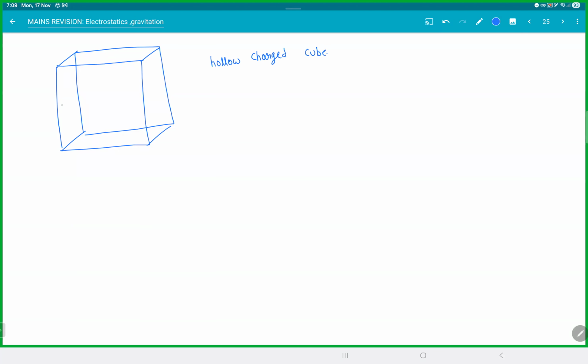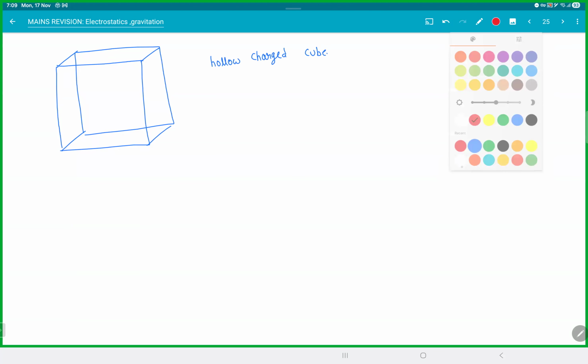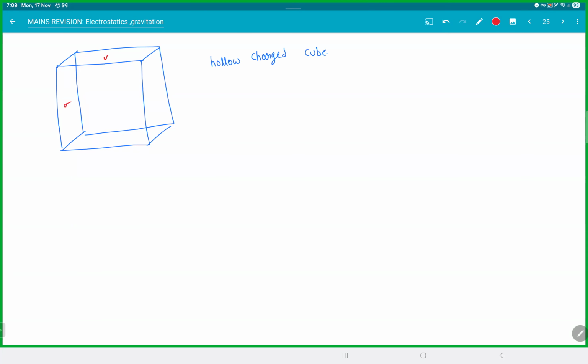Hollow charged cube where this is sigma, that is sigma. This is minus sigma, and minus sigma. Basically, three surfaces are sigma and the other three surfaces are minus sigma. Getting it? Find the electric field at the center.